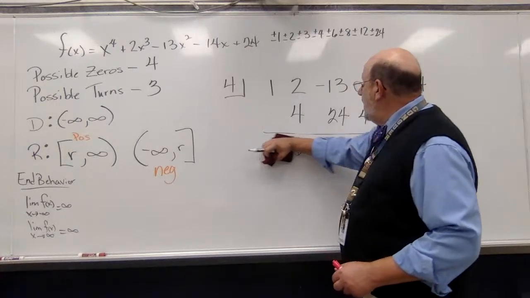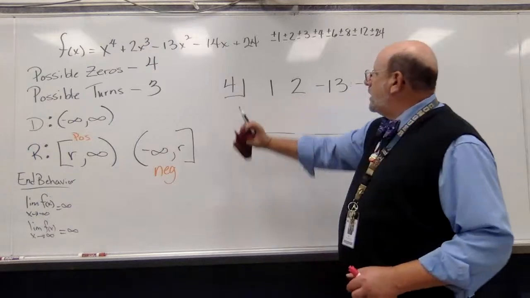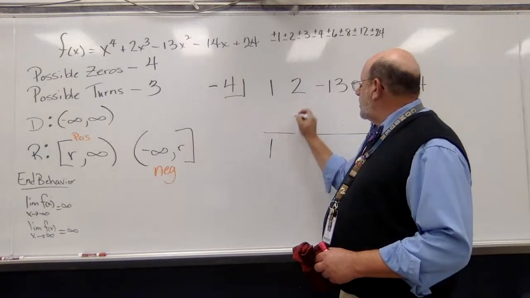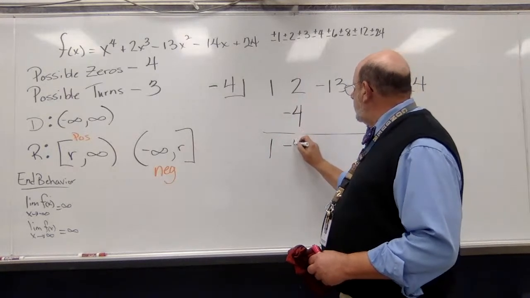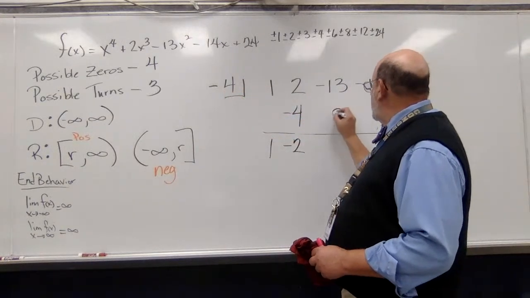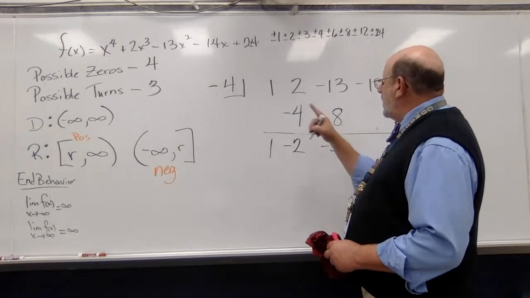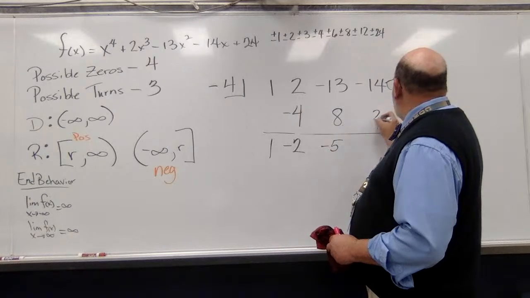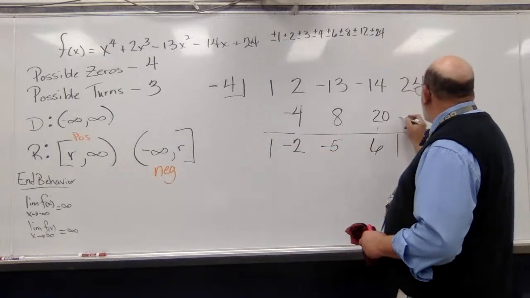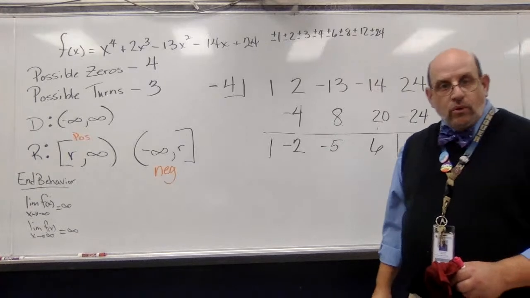All right, well, let's try -4. Let's see if that works. We're going to get there. I know it's taking a long time. Here we go. 1 times -4 is -4. So I have -2. Okay. -4 times -2 is 8. Here we go. -5. -4 times -5 is 20. Winner. That's a 6. 6 times -4 is -24. We have a 0. This is one of our roots.